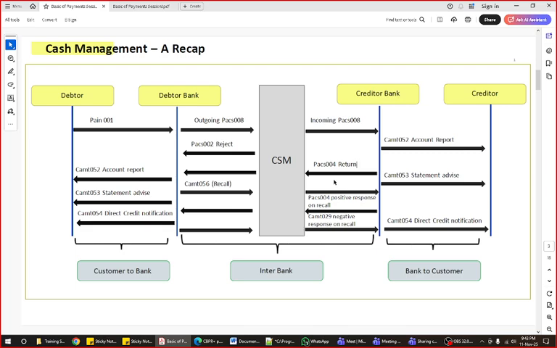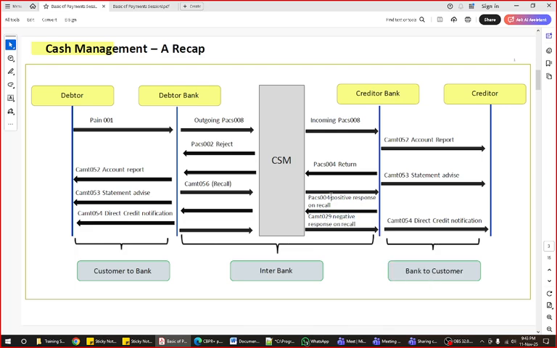Along with this, a positive response is sent. This is called PACS 002. It is a positive response that your payment has been acknowledged, and it will be sent to both your debtor and creditor. Along with that, it also generates one more message called CAMT 29. In our current scenario, the CAMT 29 message is positive, so you can mention positive here.